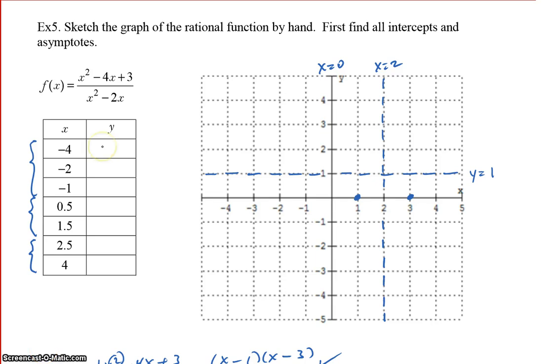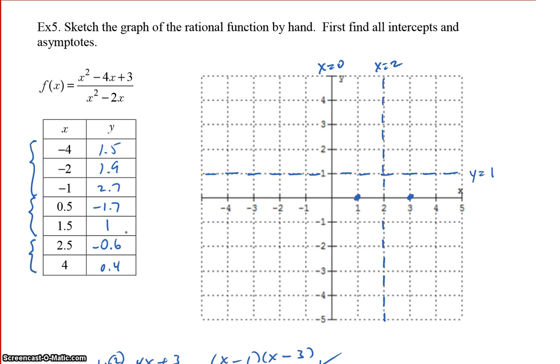So let me complete this. The table at negative 4, recall I showed you this one. We got 1.5 approximately. For negative 2, you would get about 1.9. Negative 1, about 2.7. 0.5, negative 1.7. 1.5, 1, exactly 1. 2.5, about negative 0.6. All of these are rounded to the tenths place if necessary. And at x equals 4, 0.4.